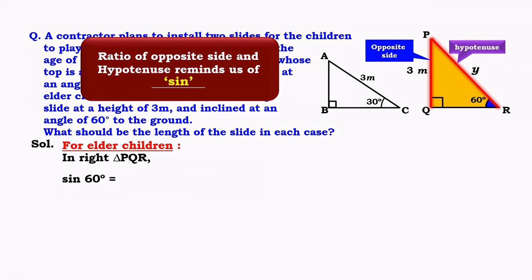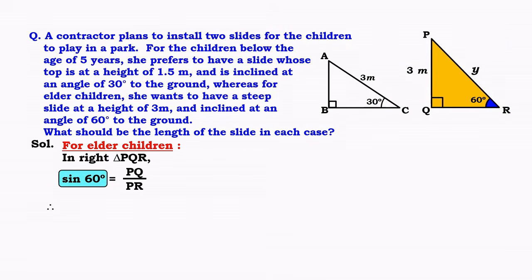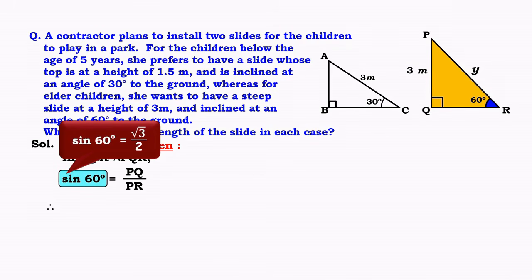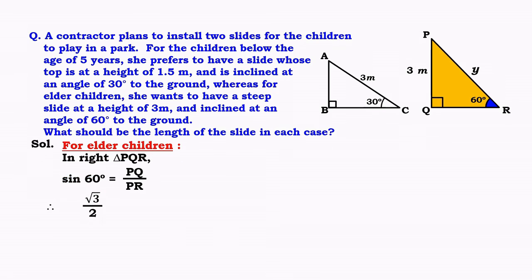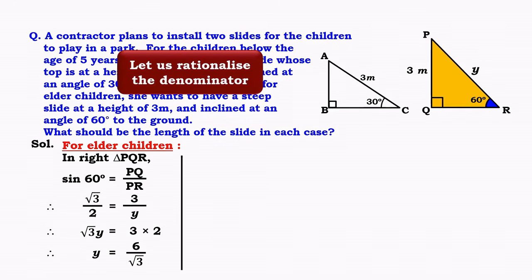The ratio of the opposite side to the hypotenuse reminds us of sine. Therefore, the sine of 60 degrees is equal to 3 divided by y. We know that the sine of 60 degrees is root 3 divided by 2. Therefore, root 3 divided by 2 is equal to 3 divided by y. Now, cross-multiplying, we get root 3 multiplied by y is equal to 3 multiplied by 2, which gives us 6. So, y is equal to 6 divided by root 3.